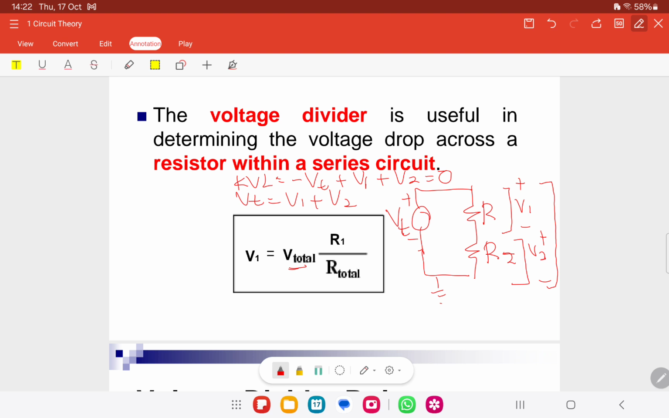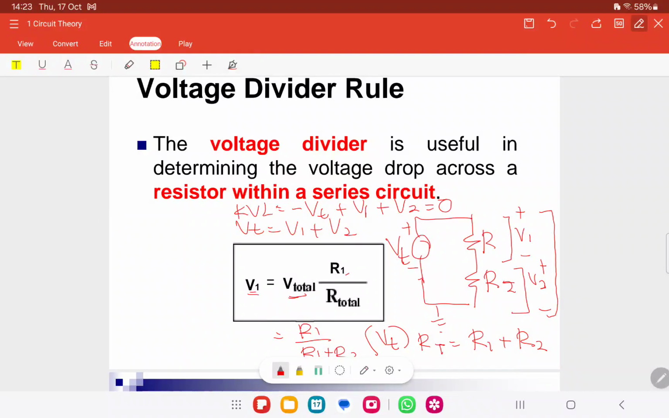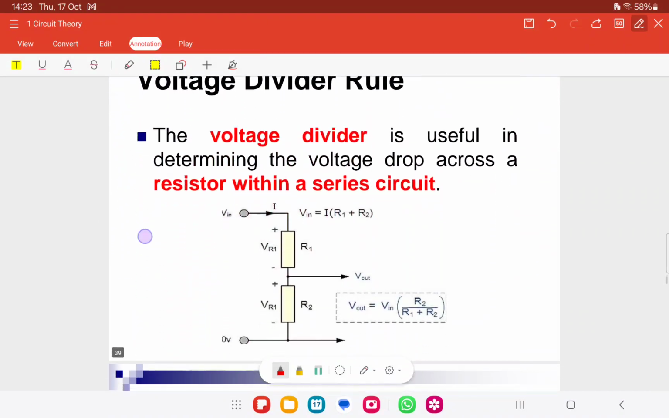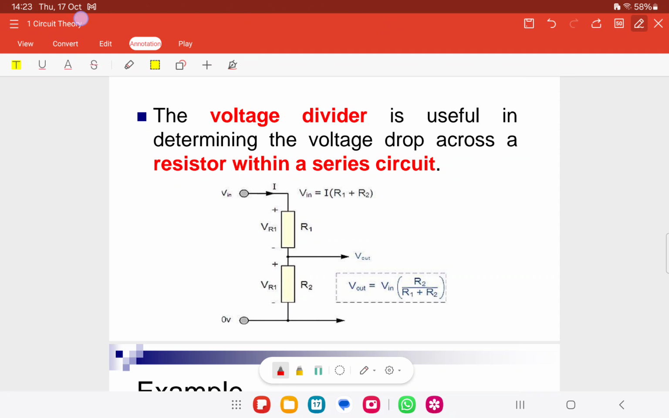Okay, so for this voltage divider rule, V1 is equal to R1 over R total, meaning that we need to find the R total equals to R1 plus R2. So for this formula we can also write R1 over R1 plus R2 multiplied with V total. Okay, that is for the voltage divider rule. I already explained it earlier.